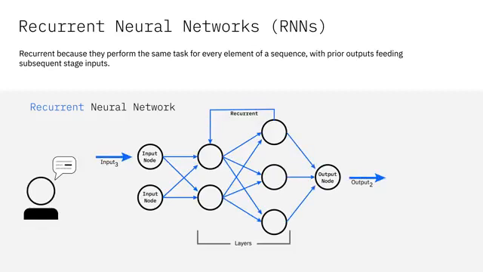RNNs can make use of information in long sequences, each layer of the network representing the observation at a certain time.